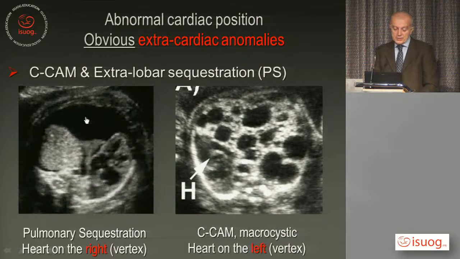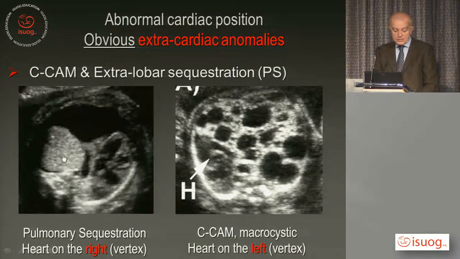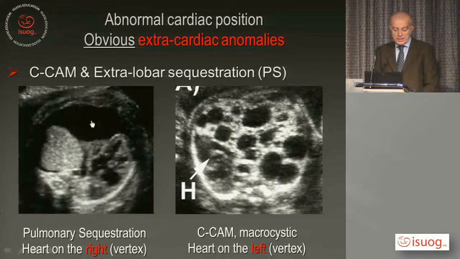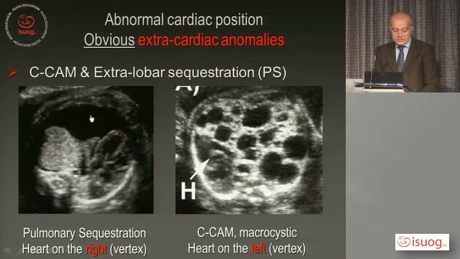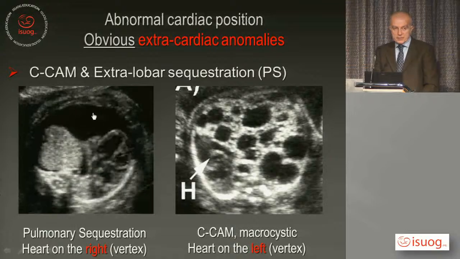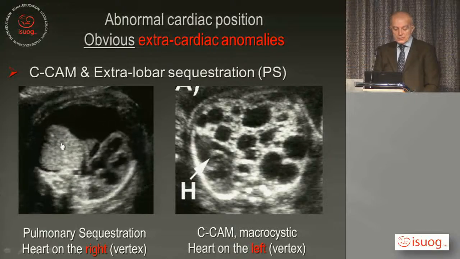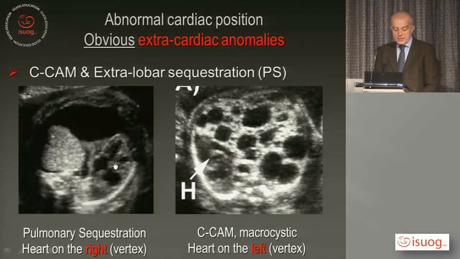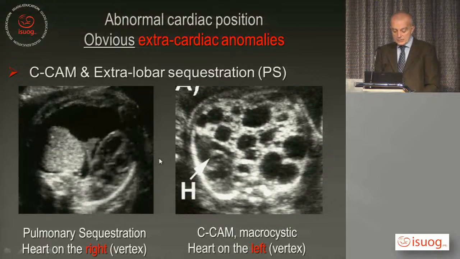And another case in which there was a huge pulmonary sequestration. This is the normal lung, which is compressed by the hypertensive hydrothorax on this side. This is the extralobar sequestration, and here is the pleural effusion that you see together with the sequestration as displaces the heart contralaterally.